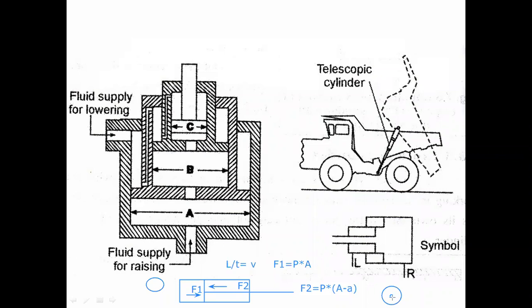So if you consider the area of the remaining portion, that is capital A, the area of piston, and small a is the area of the piston rod. So some amount of area is decreased, and from that your force required also goes on changing. So this is the force required for either extension or retraction of your cylinder.